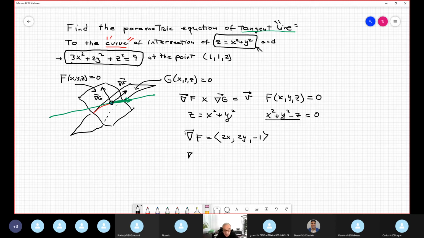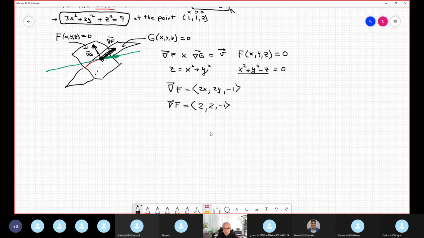So this is the general gradient of this surface. But at the specific point, the gradient is 2, 2, negative 1, because x and y are 1, and z is 2, but I don't care because the gradient does not depend on z for the last component, negative 1. This is my first vector.